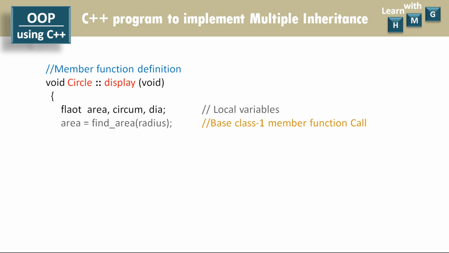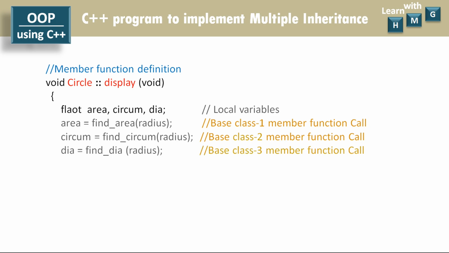Here the find area, which is the base class member function, is called within the display function. Like this, one member function, find area, is called within another member function, display. So, a member function called within another member function. Then find circum is called with the argument radius, and it is the base class 2 member function, and it will return the circumference of a circle, and that will be stored in the circum variable.